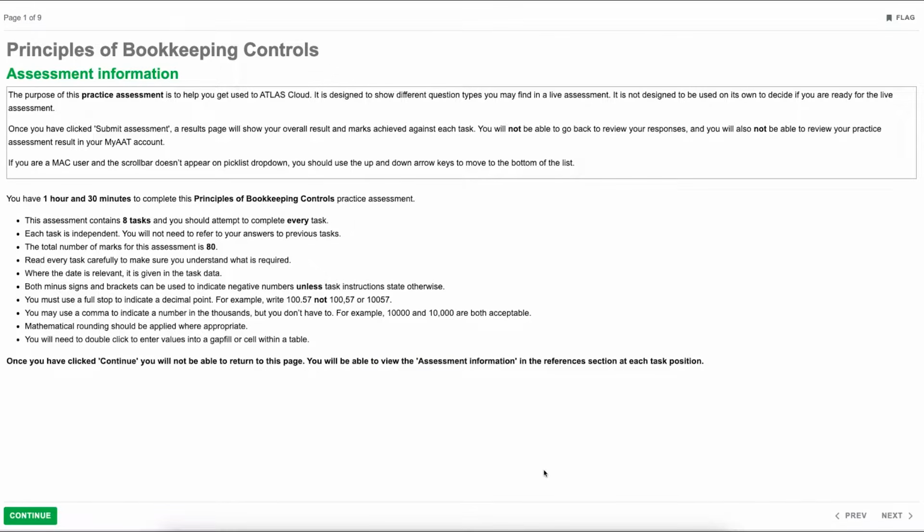Right then, so for the Principles of Bookkeeping Controls exam, you'll have 1.5 hours to complete 8 tasks, and in total the marks for this exam is 80. Now the marks aren't split equally across the tasks, however there's not a huge variation. I think one goes down to around 8, one goes up to 12, and some are at 10. However, obviously that doesn't really matter, just good to know beforehand. So what we'll do is we'll jump into task 1 and make a start.